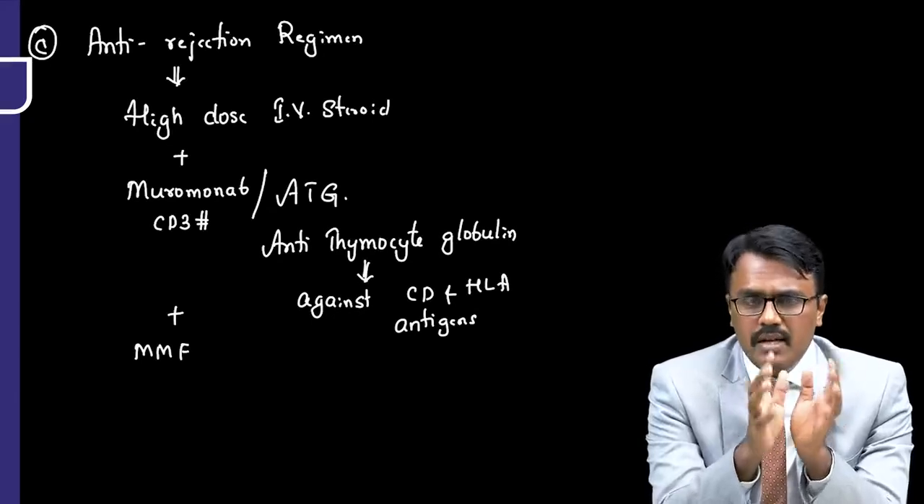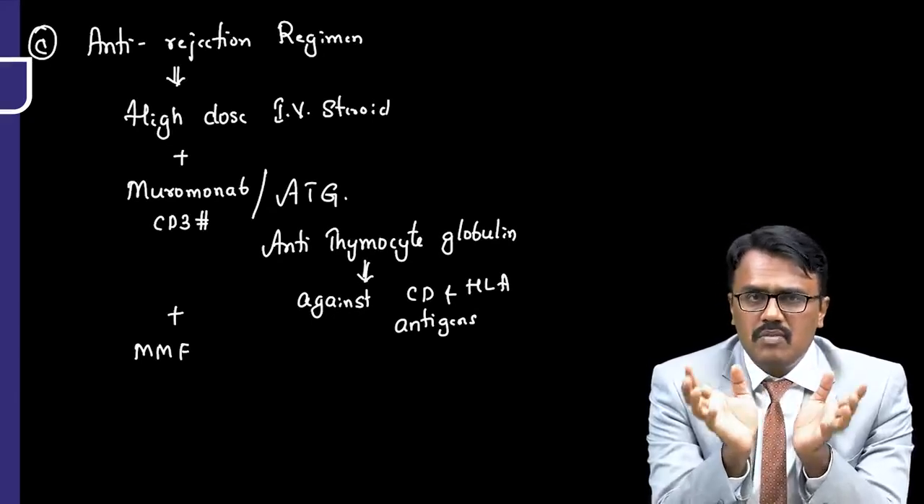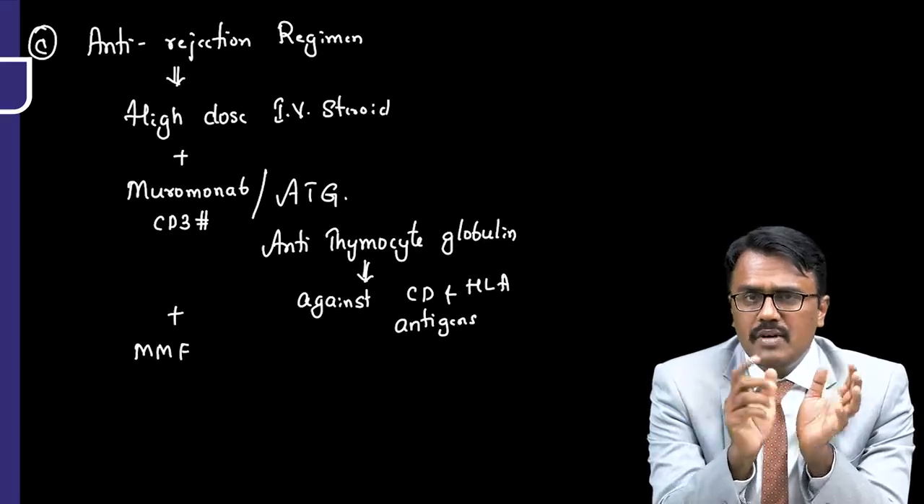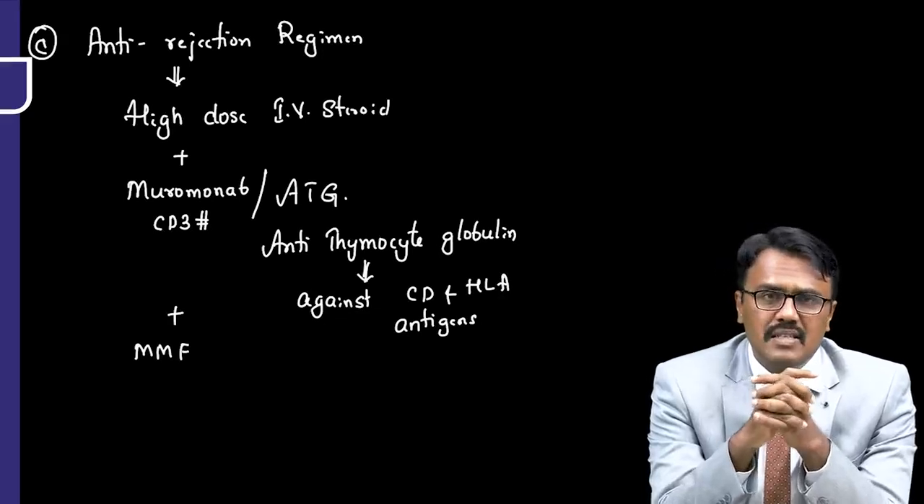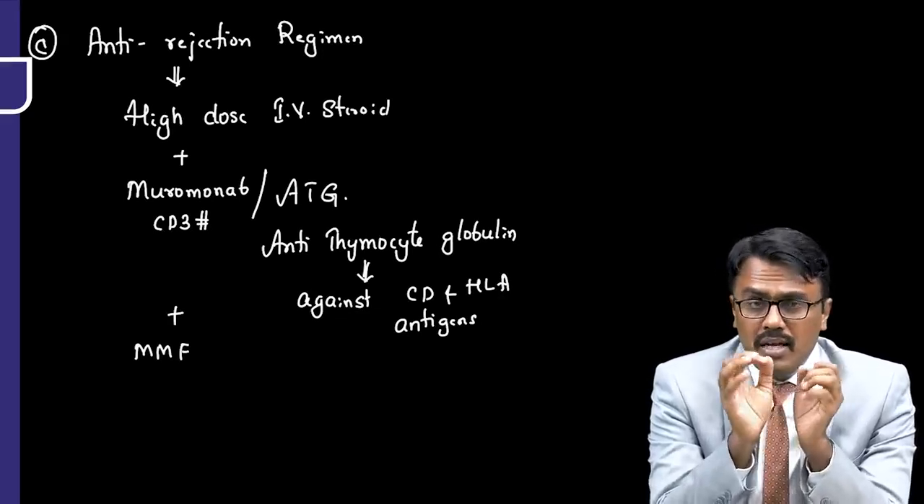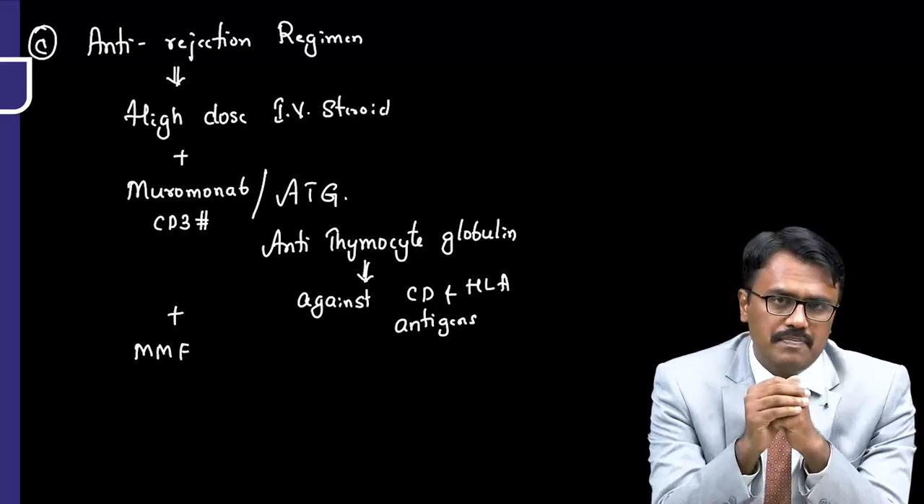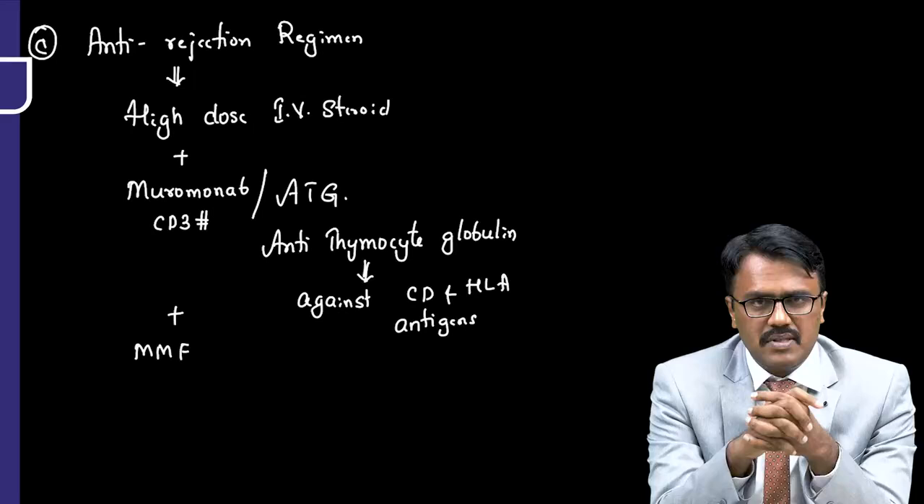B cells you can inhibit by inhibiting B lymphocyte stimulator with belimumab, or with the CD20 blockers rituximab and ocrelizumab. Then we have the CD6 blocker itolizumab. You can block IgE also, that is called omalizumab. So that is about immunosuppressant therapy.